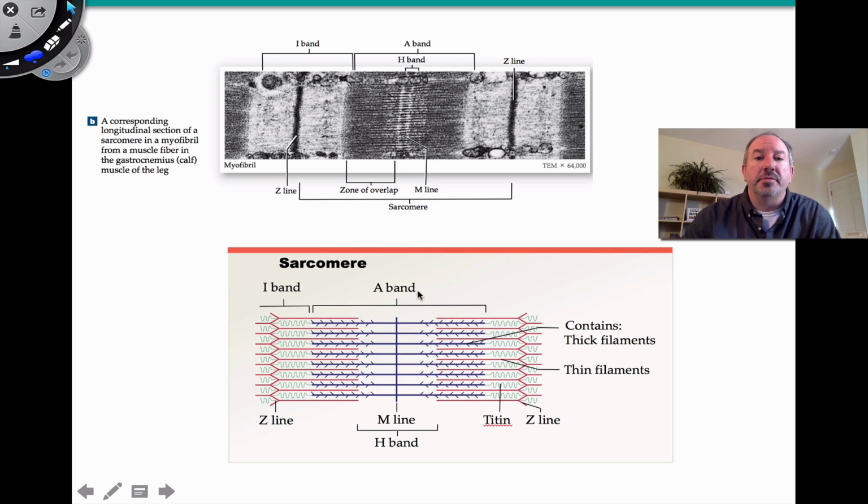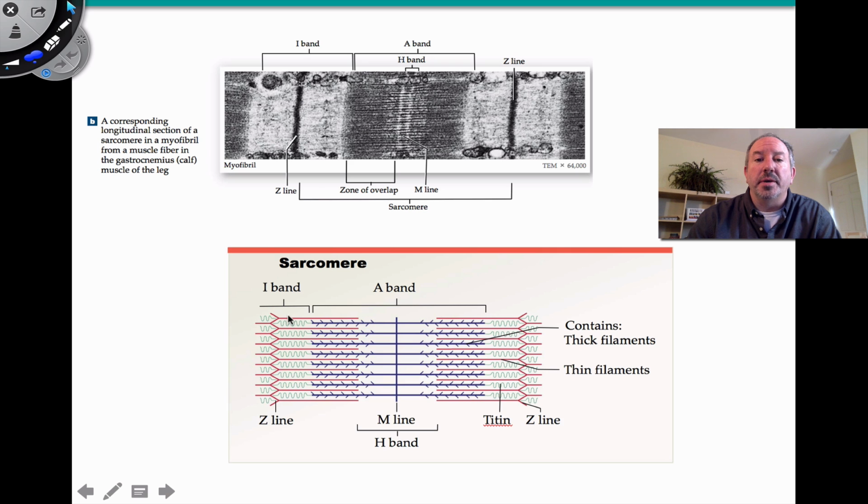Here's a better picture of this. And so a sarcomere is the unit of a muscle fiber. This is what is shortening. Each sarcomere is shortening, and it goes from Z line to Z line. And you can see the reason it's called that is that this is a zigzag, or Z line, a zigzag column of protein made up of the protein actin.